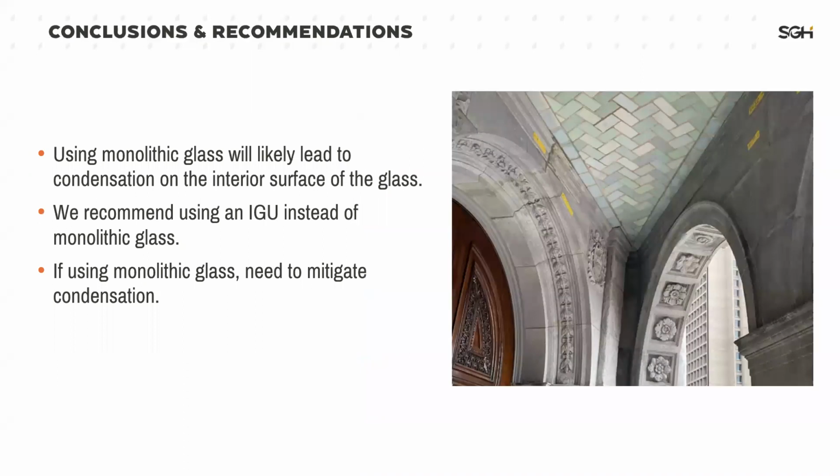So as we saw for our THERM models, using monolithic glass will likely lead to condensation on the interior surface of the glass. And therefore, we recommended using an IGU instead of monolithic glass. I think anybody could look at those THERM models and see the IGU is the preferable option. However, the architect is, in spite of all this, still deciding to use monolithic glass. And so now we're at the point in design where we're trying to help them figure out how to mitigate this expected condensation on the inboard side of that monolithic glass, for example, with a warm air wash at the ceiling.